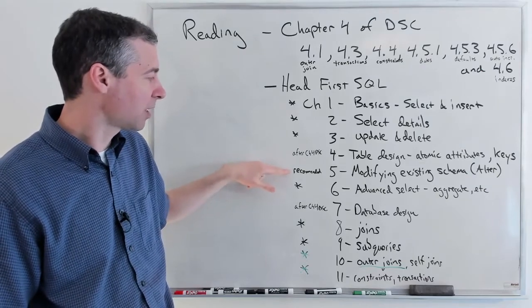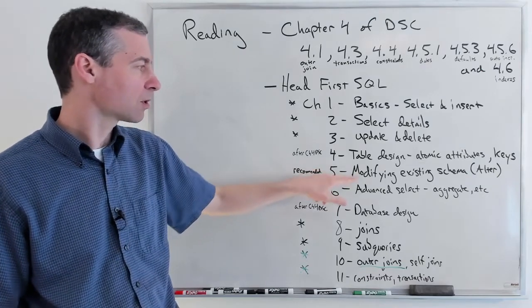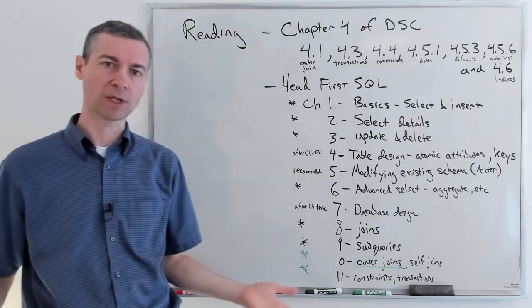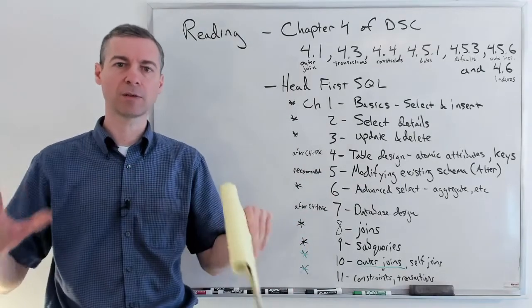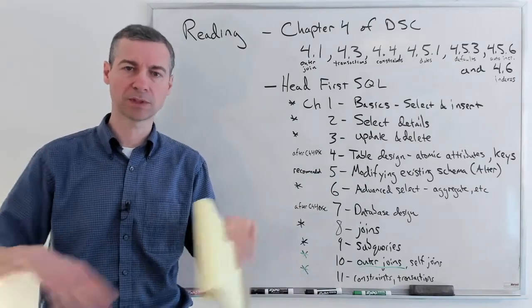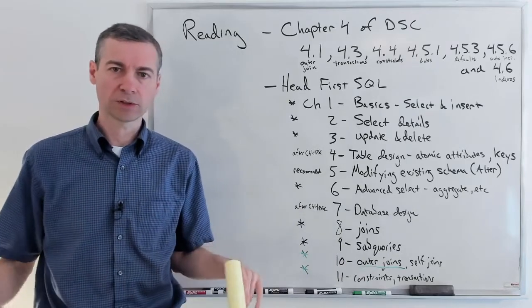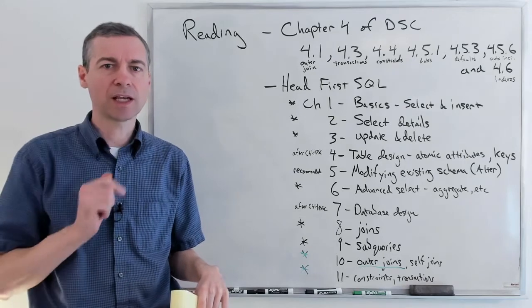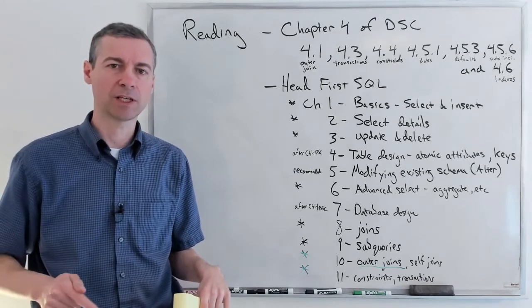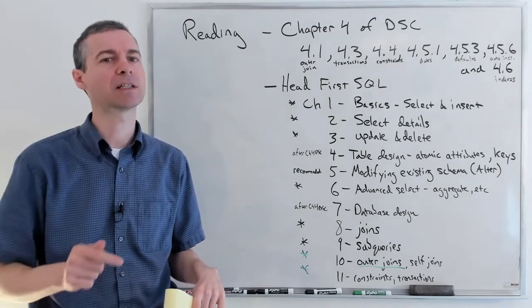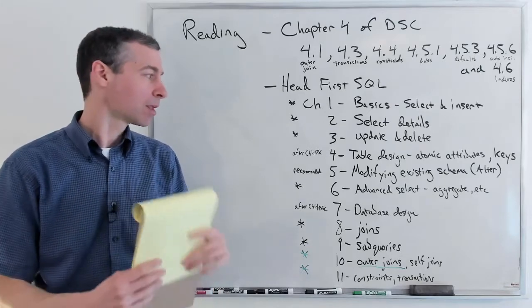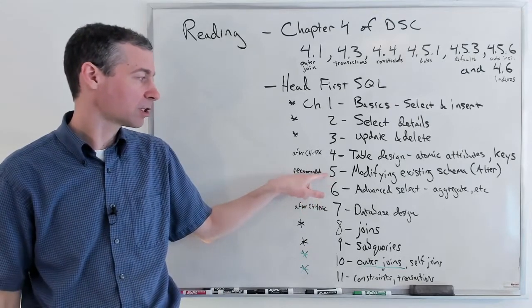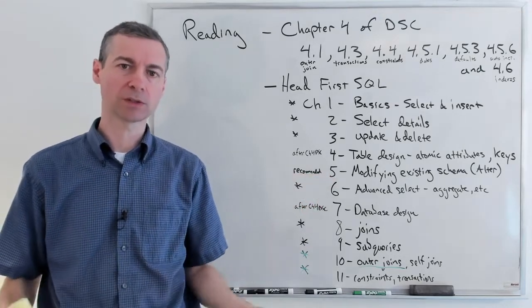Chapter 5 in Headfirst SQL is all about when you have an existing schema. In other words, we already have made a database. We've got all these tables, and they reference each other and so forth. And then you decide, oh, I'd like to add a column to that table, or I need to delete a column from that table. That's what chapter 5 is all about, how to issue these alter statements.